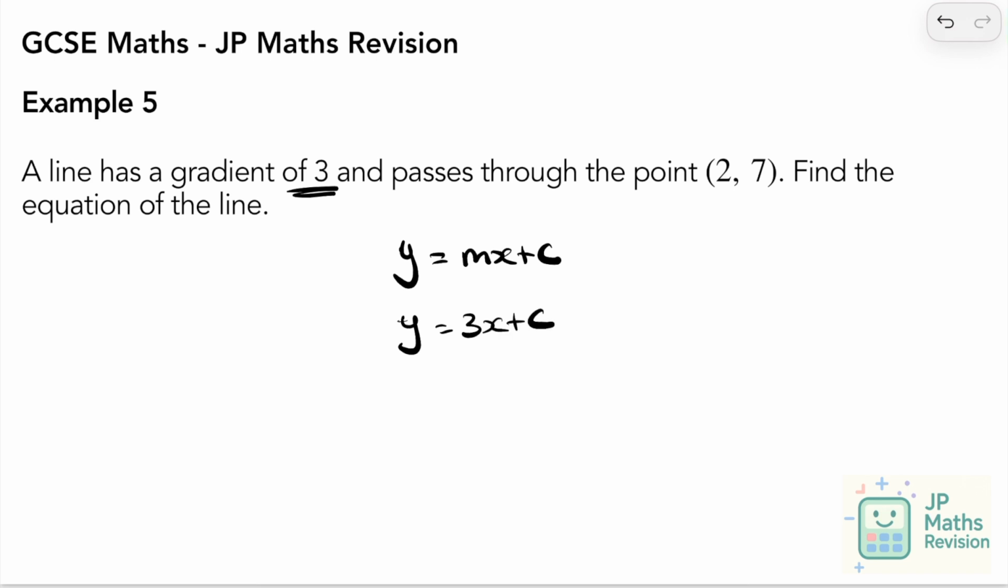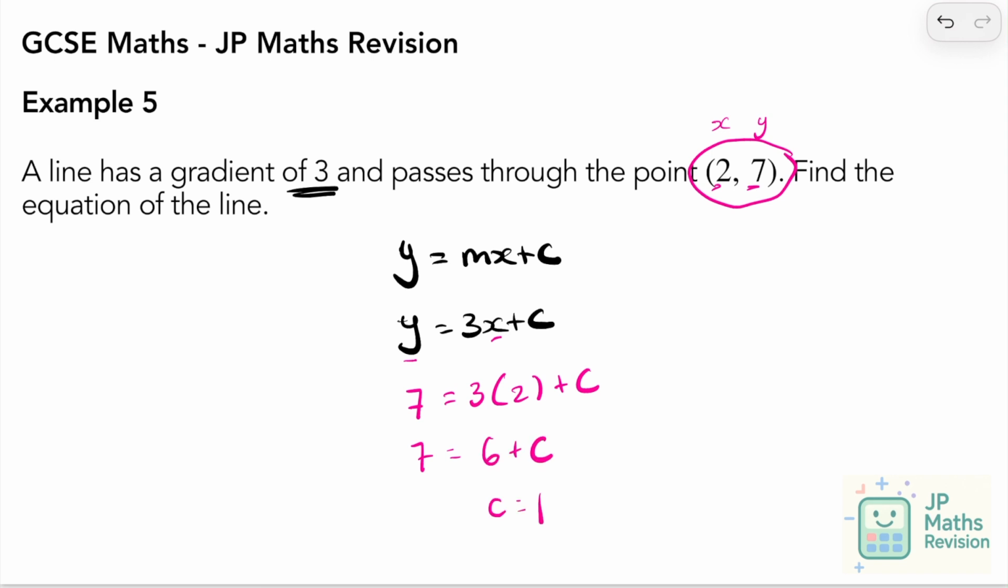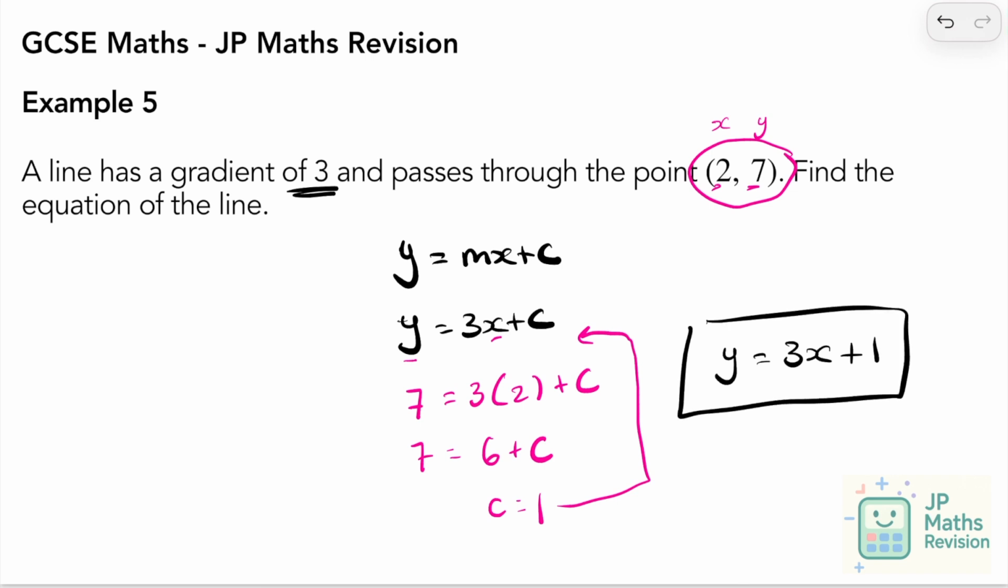Now to work out what c is, I'm going to sub in (2, 7). With (2, 7), our x value is 2 and our y value is 7. So I sub in: 7 equals 3 times 2 plus c. I've literally just replaced y with 7 and x with 2. So I end up with 7 equals 6 plus c, and c must be 1 because 6 plus 1 is 7. Putting that back into our equation, we end up with y equals 3x plus 1.